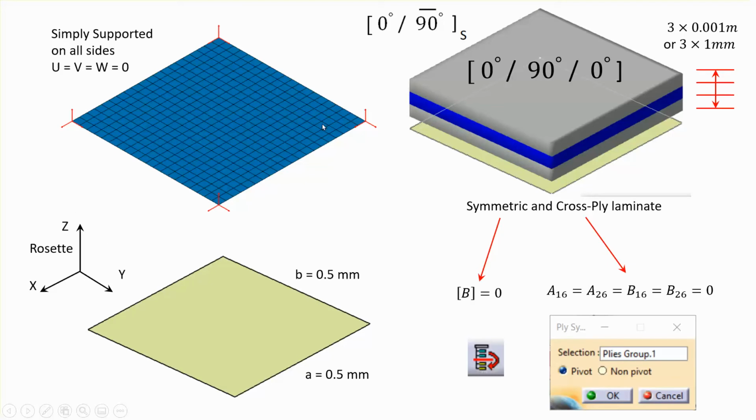Simply supported on all 4 edges simply means that displacements are all 0. Nothing about rotation; rotations are left alone, and therefore the moments are going to be 0. Moments about those axes are going to be 0. That's what simply supported means.